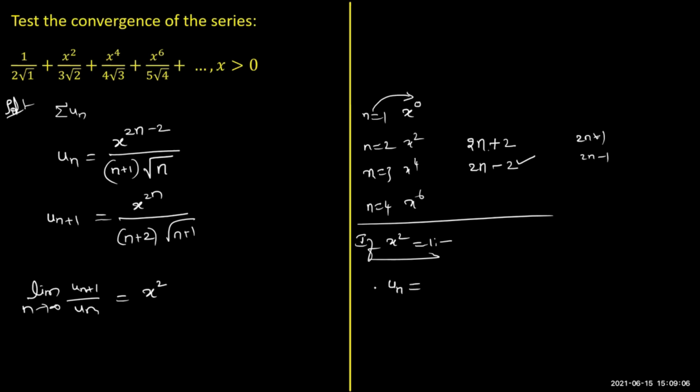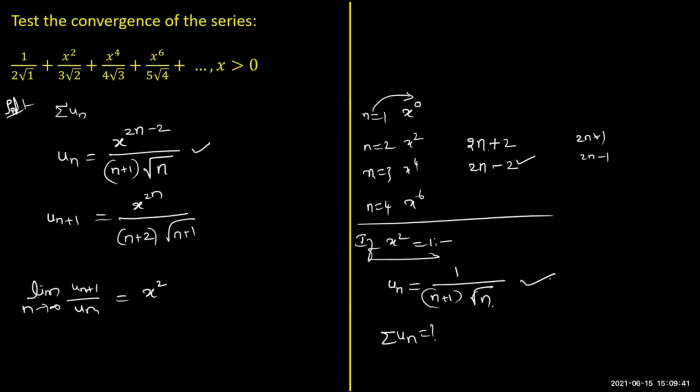So in that case, when you substitute x square is equal to 1 here, we'll get un as 1 divided by n plus 1 into root n. Right? When it is the nth term, after taking x square is equal to 1, we need to again solve whether this series is convergent or not. Right? To find out whether this series, summation un after taking x square is equal to 1, is convergent or not, again, we cannot use ratio test. We have already used ratio test.